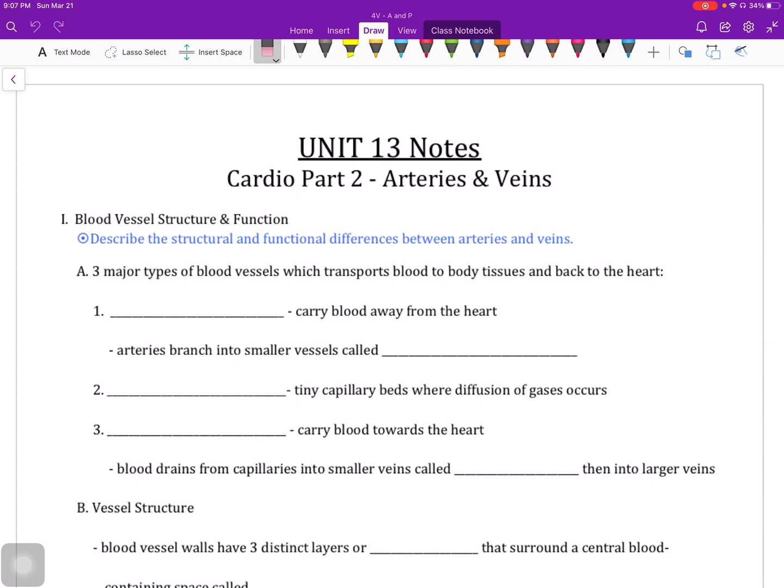As we learned last quarter, right before the break, we know that arteries carry blood away from the heart, arteries away, and then they branch into smaller vessels called arterioles. Now, from arteries to arterioles, then you go to what bridges the gap between arteries and veins, and that's capillaries.